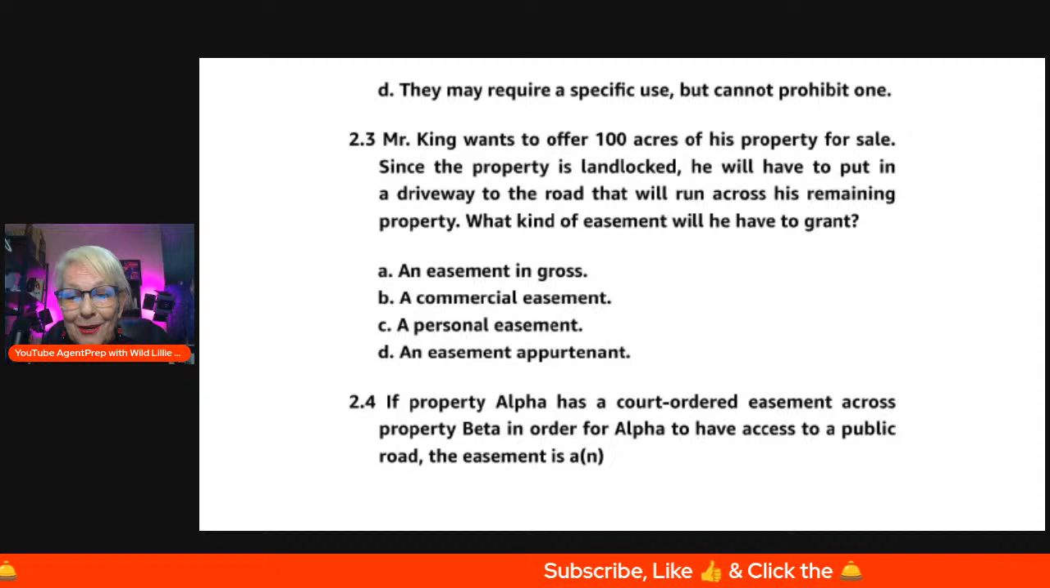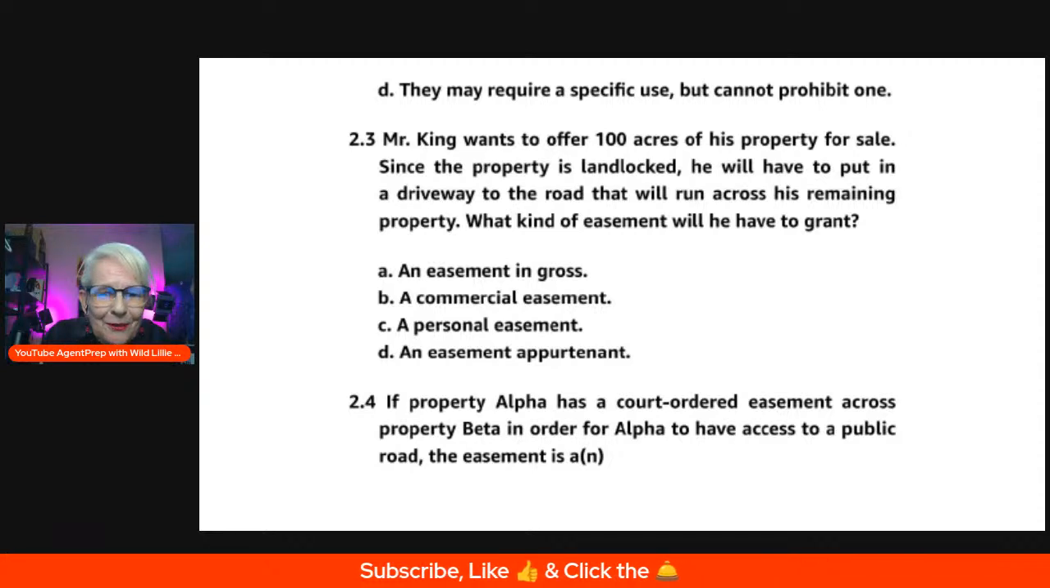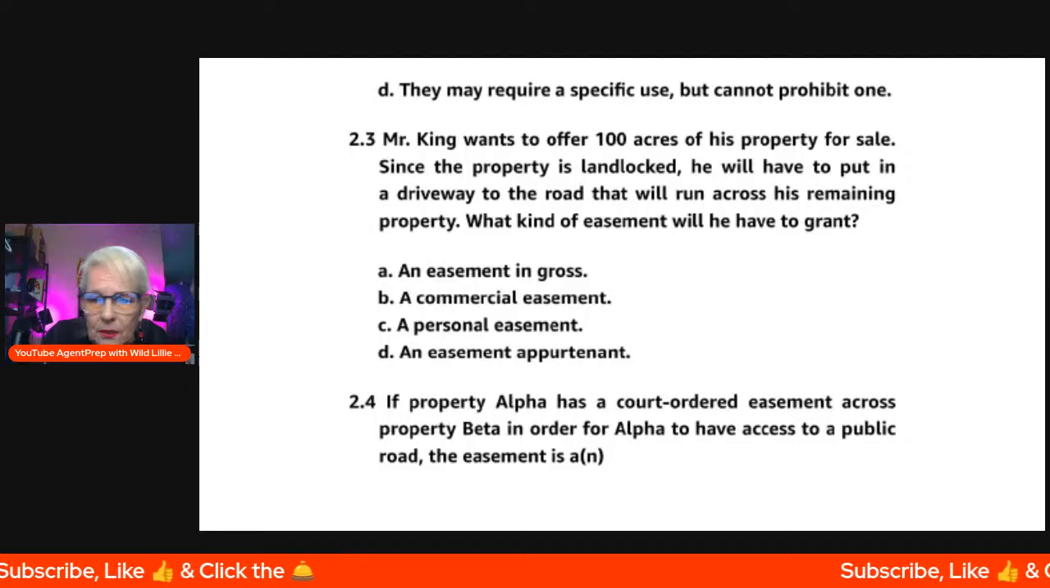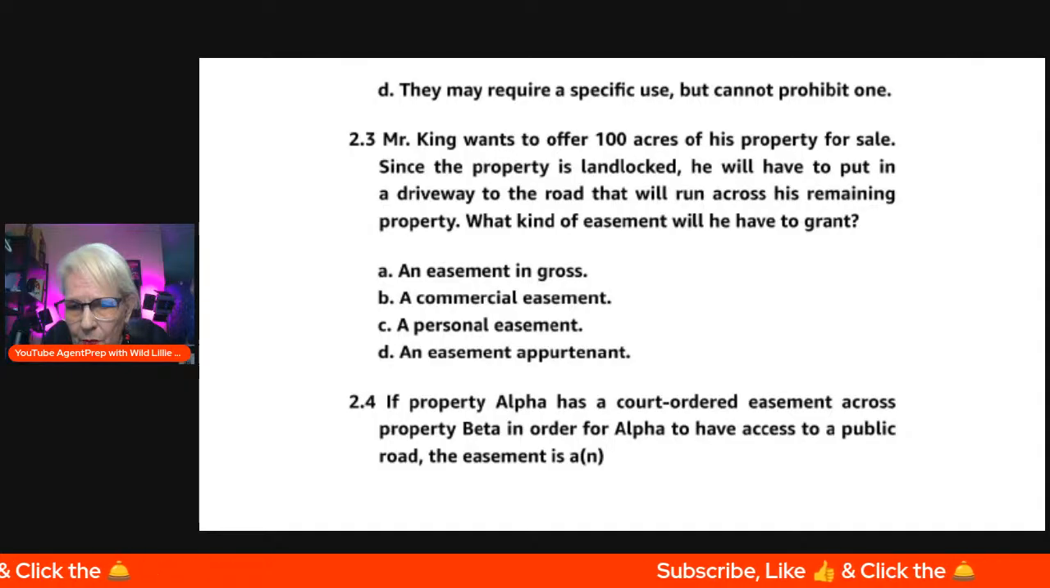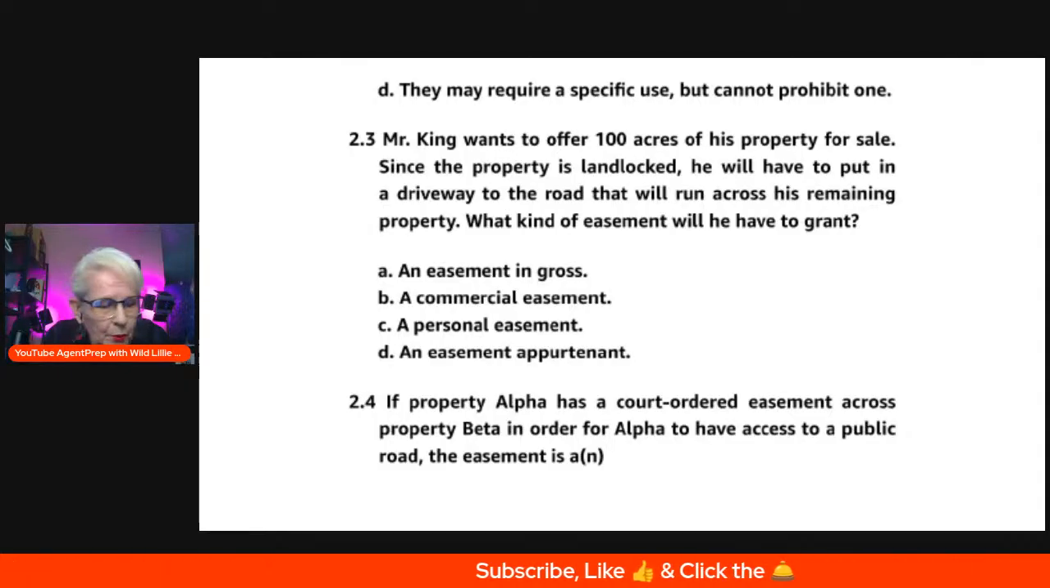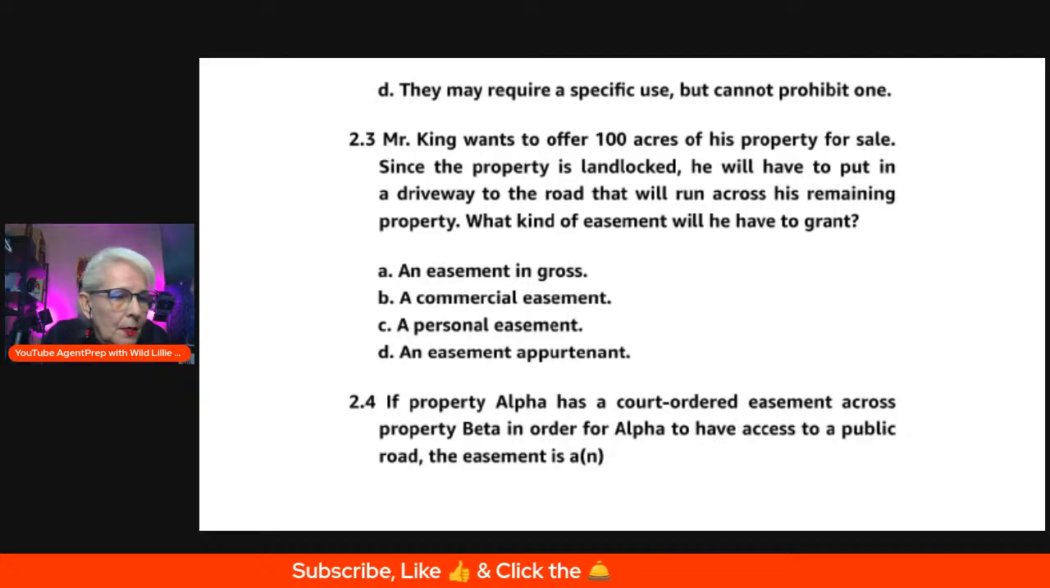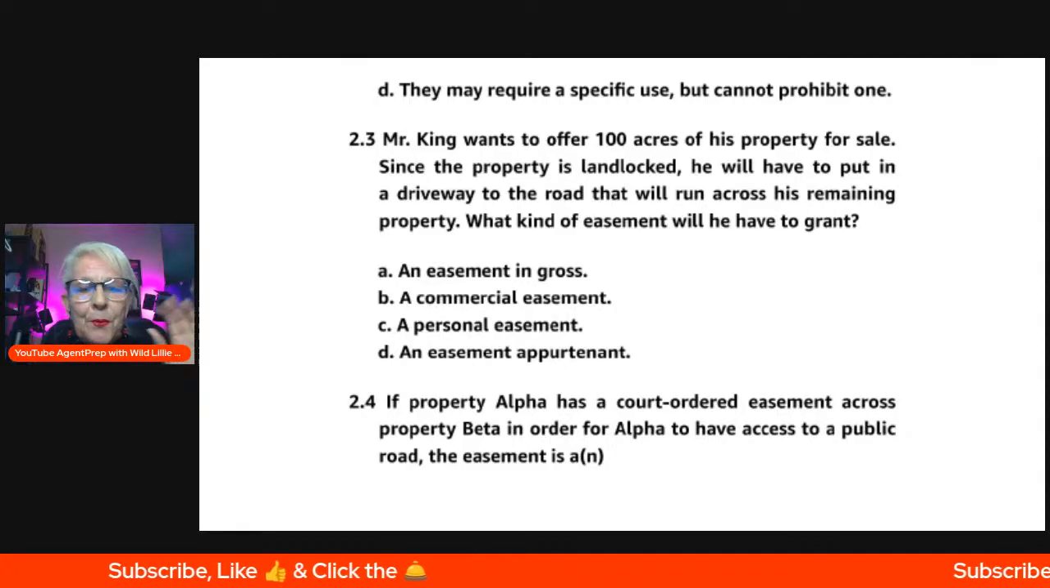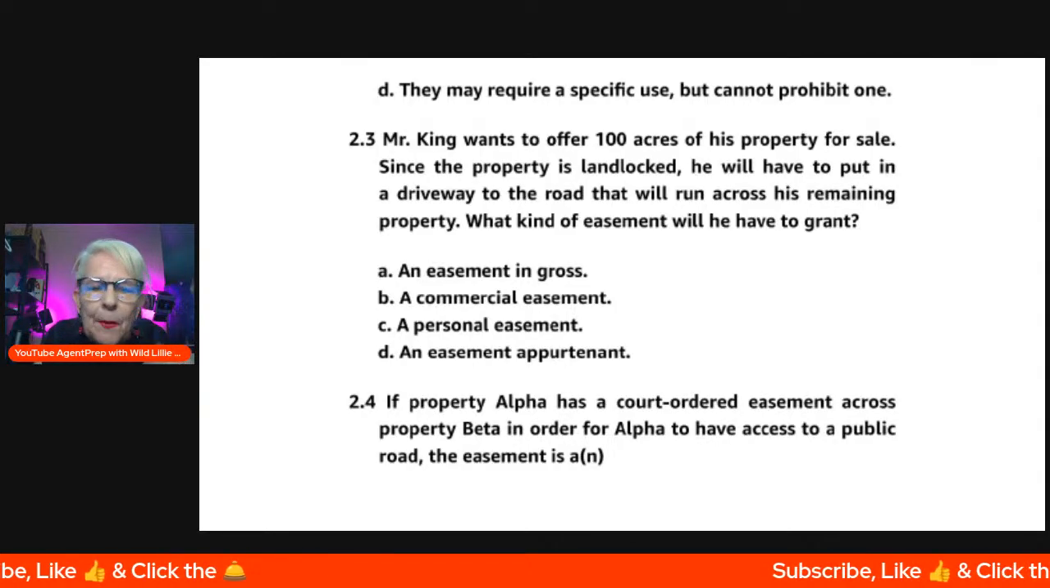Hi, my news channel. You have a YouTube channel. That's awesome. So, yes, correct. I was already going to put 2.4. Yes, 2.3 is an appurtenant easement, an easement appurtenant.